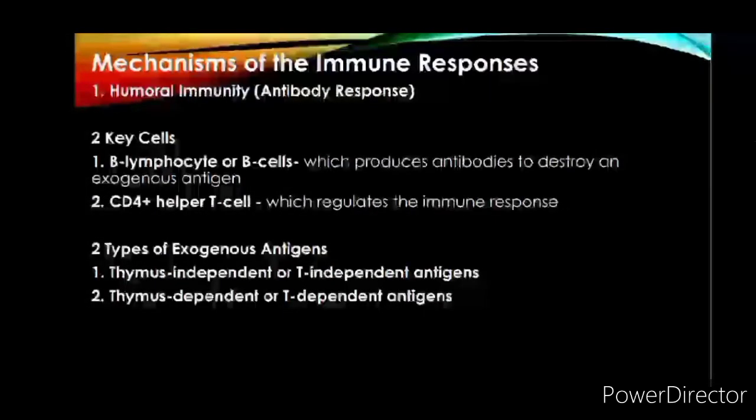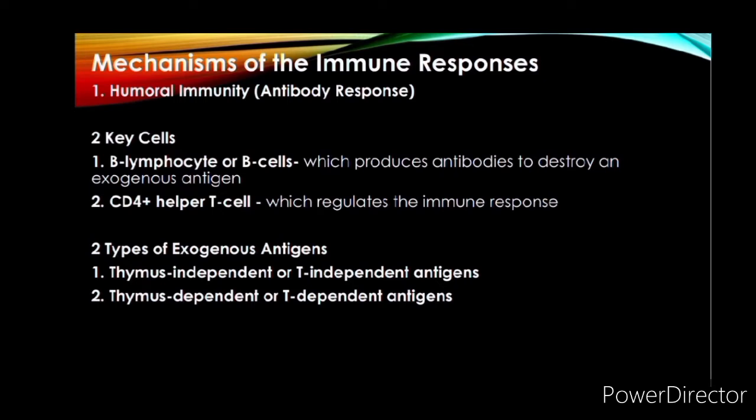So next will be the mechanisms of the immune responses. The major function of the histocompatibility molecules, or the MHC molecules, is to present foreign antigens to T cells. Thus, histocompatibility molecules play an important role in the induction of humoral and cellular immunity. First is the humoral immunity, or the antibody response, which has two key cells involved in its development. These are the B lymphocyte, or the B cell, which produces antibodies to destroy an exogenous antigen.